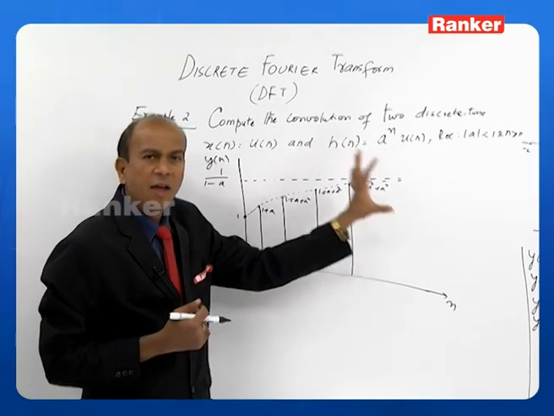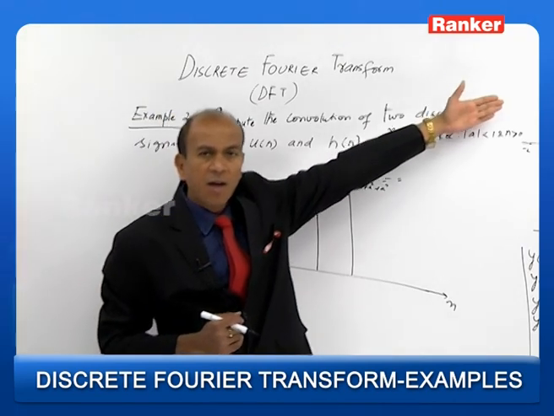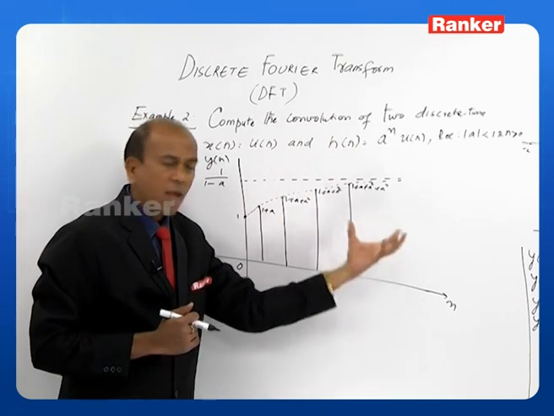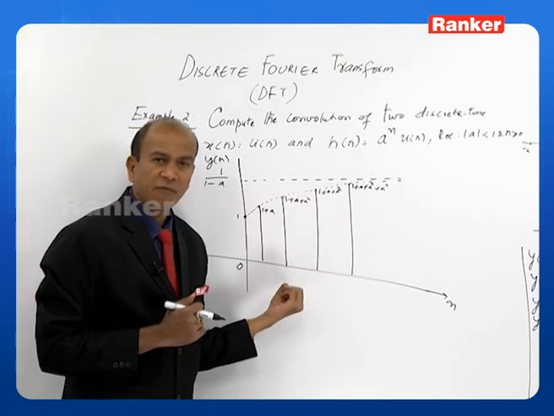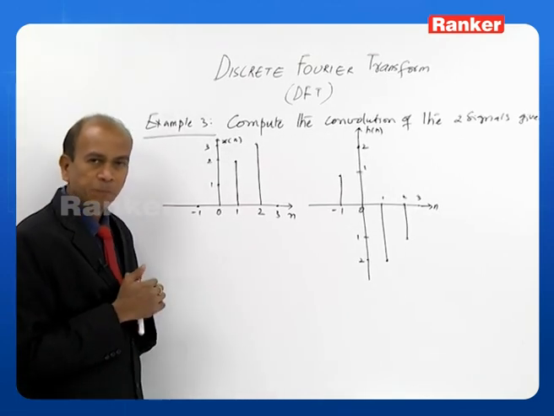So this is the convolution of two signals given here, u of n and h of n, and the convolved product will look like this. So this is your final answer. Let us start the example 3.